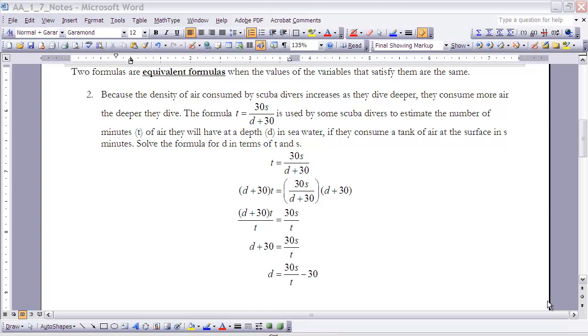So what I'm going to do is undo everything that was done to D. So if you look at D, we're adding 30 to it, and then we're taking that and dividing 30s by it.